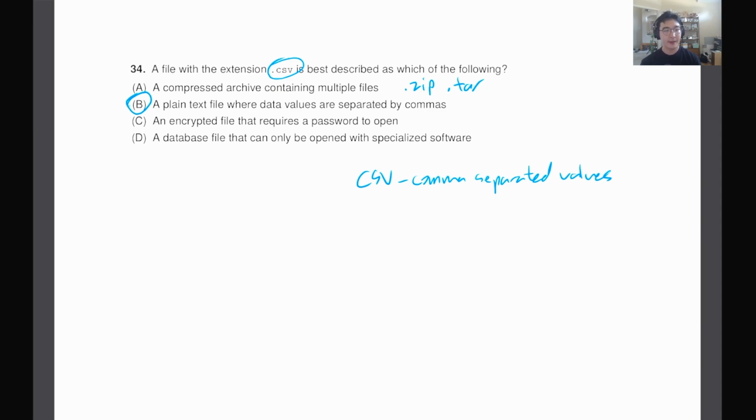D, a database file that can only be opened with specialized software. Again, that kind of makes me think of databases and maybe putting a password or something on it. But yeah, once again, this really requires you to know what .csv stands for. And so make sure you have that in your vocabulary list: comma separated values. The only one you might be able to eliminate without knowing CSV is answer choice A. All right, hope that helped. That is question 34.